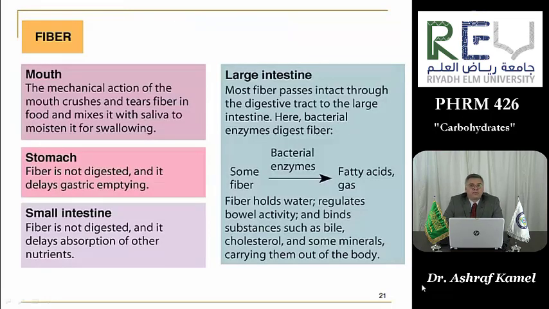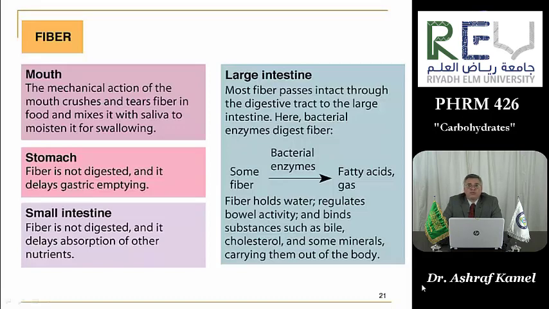What happens to the cellulose, to the fibers in the body after ingestion? In the mouth, the mechanical action of the mouth crushes and tears the fibers in the food and mixes it with saliva in order to facilitate swallowing. In the stomach, fiber is not digested and it delays gastric emptying. In the small intestine, fiber is not digested and also it delays the absorption of other nutrients.